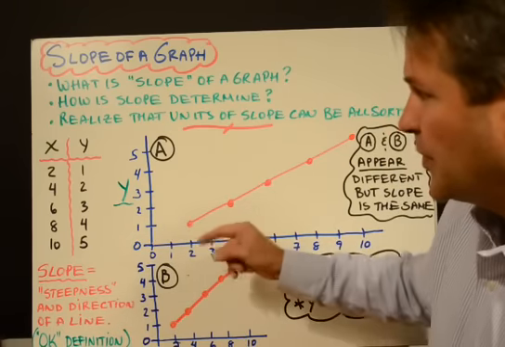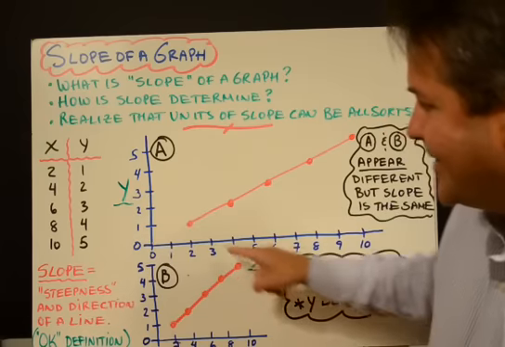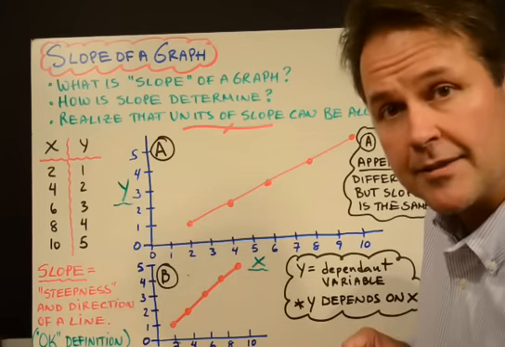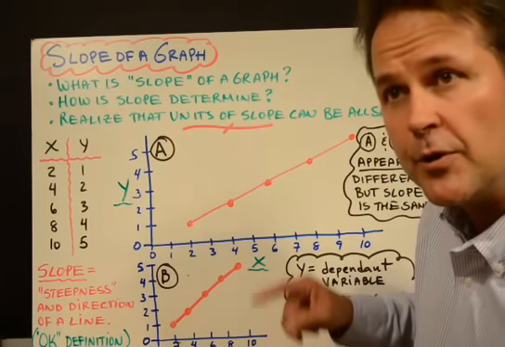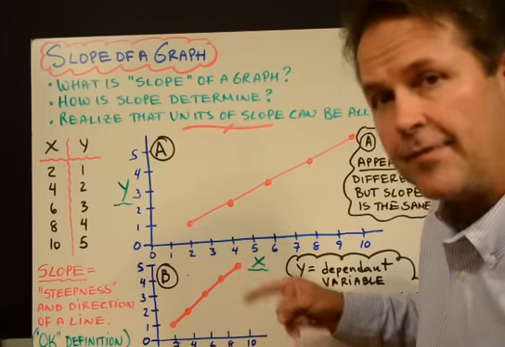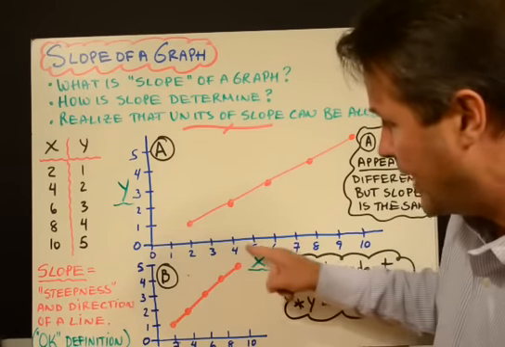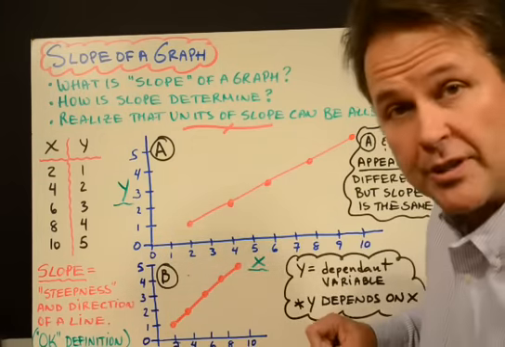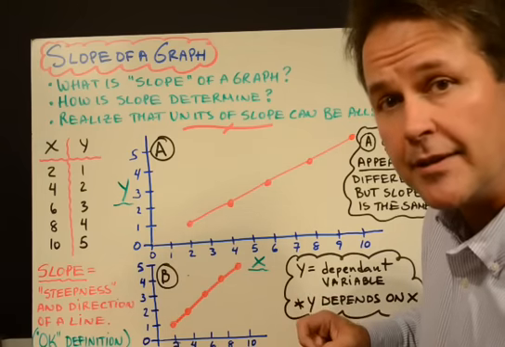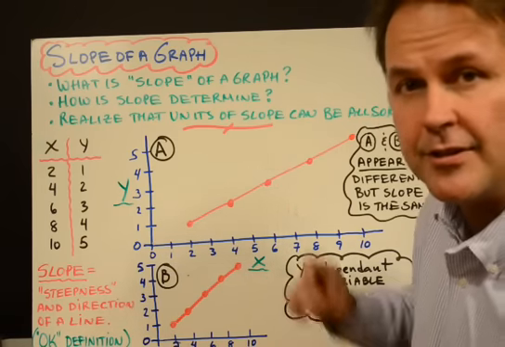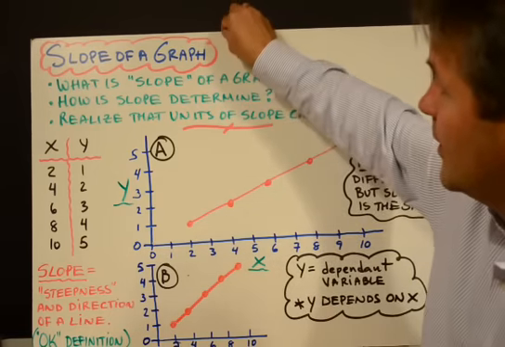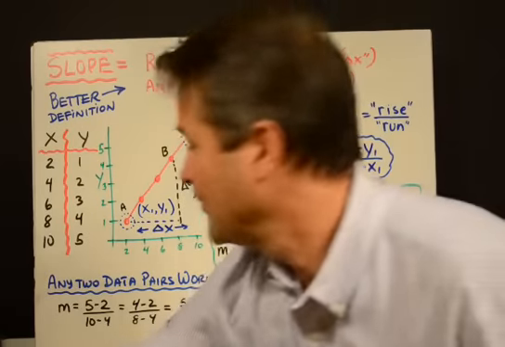And the way we interpret this is we say that y is dependent upon x. So when we draw a y versus x graph, y depends on whatever is happening on the x. I increase x, it looks like y is increasing also at a particular rate. That rate is the slope. Let's go to the next one.